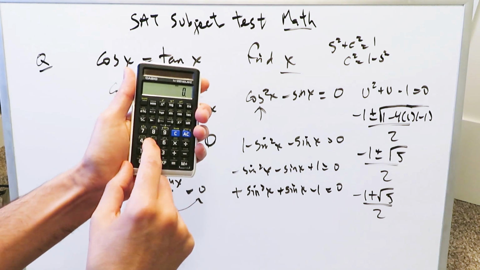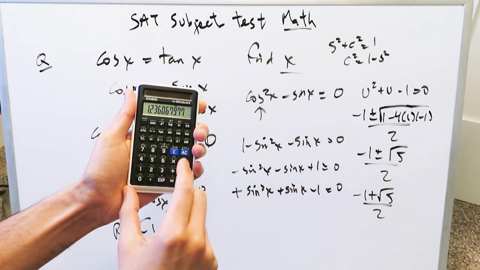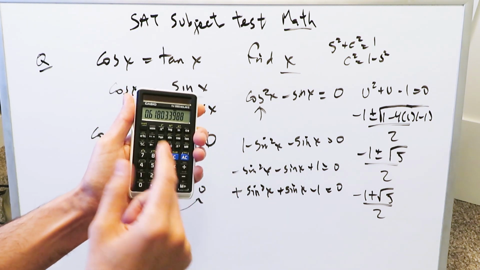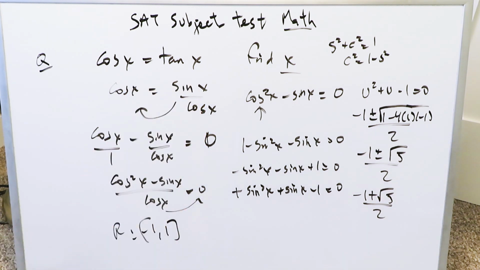Put your calculator on the RAD mode. Do minus 1 plus root of 5 divided by 2. I'm getting 0.618 is equal to u, which is equal to sine x. Do the inverse sine or the arc sine. You'll get 0.666 radians. And that right there would be your answer. 0.666 rads. What would this mean in terms of degrees?